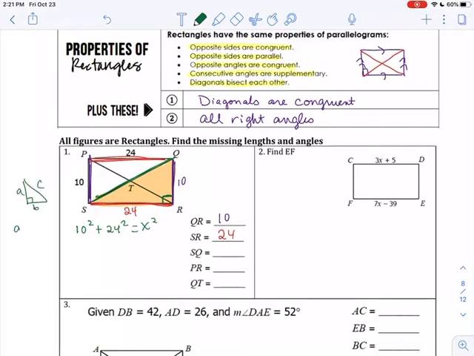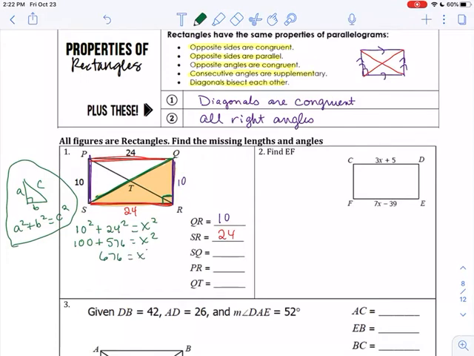10 squared plus 24 squared equals x squared. So remember, the Pythagorean theorem is for finding a missing side of a right triangle, and the hypotenuse is always the side on its own. So a squared plus b squared equals c squared. Remember that from middle school?